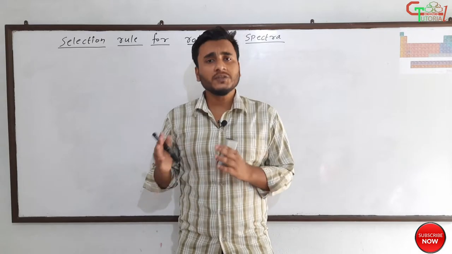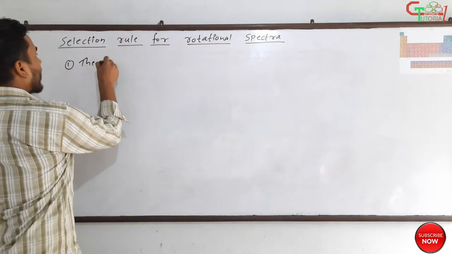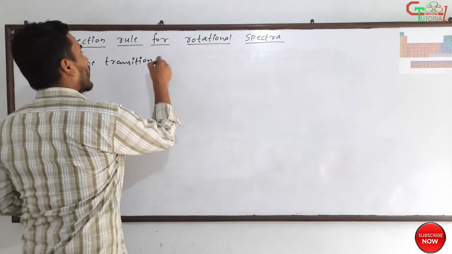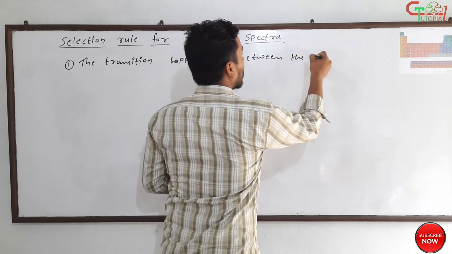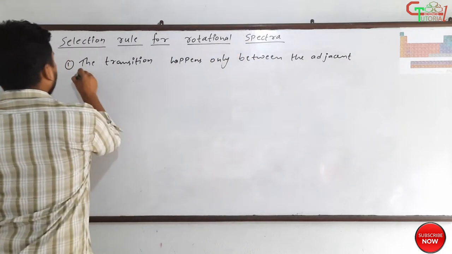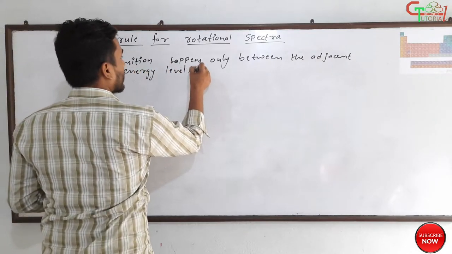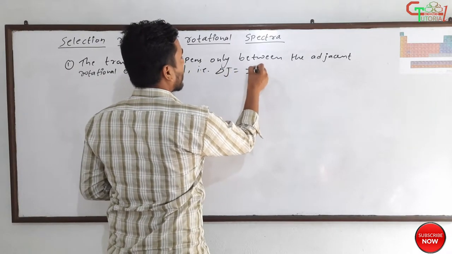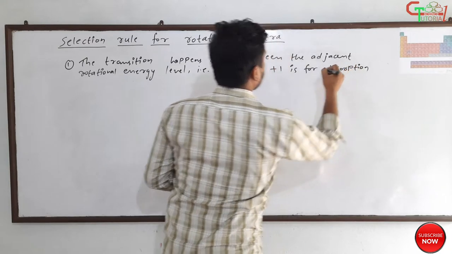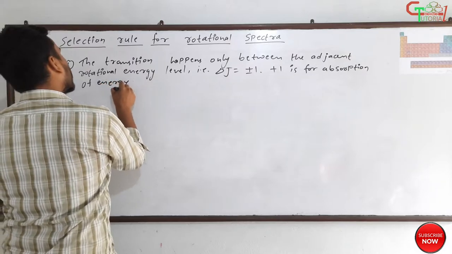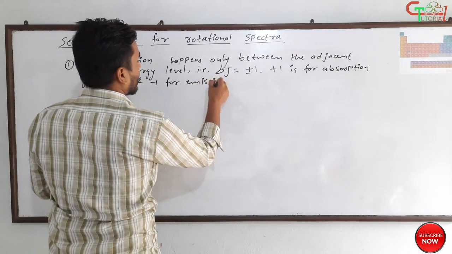There are two rules that a molecule must follow in order to form rotational spectra. First of all, let's talk about the first rule. The first rule says that the transition happens or occurs only between the adjacent rotational energy level. That means del J must be equal to plus minus 1, where plus 1 is for absorption of energy and minus 1 for emission of energy.